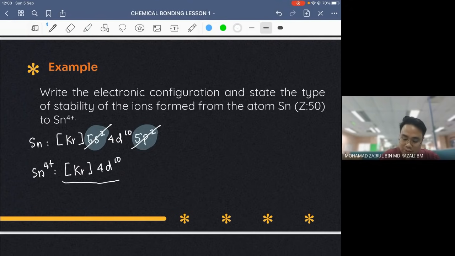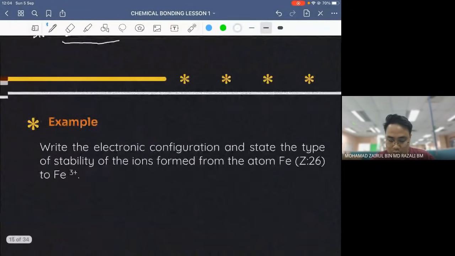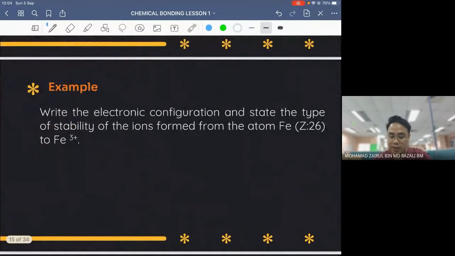Okay, so for this one, we call it as a pseudo noble gas configuration. Sebab apa? Sebab dia bukan noble gas punya configuration, tapi kita panggil pseudo sebab semua orbital dalam itu telah penuh diisi dengan elektron.